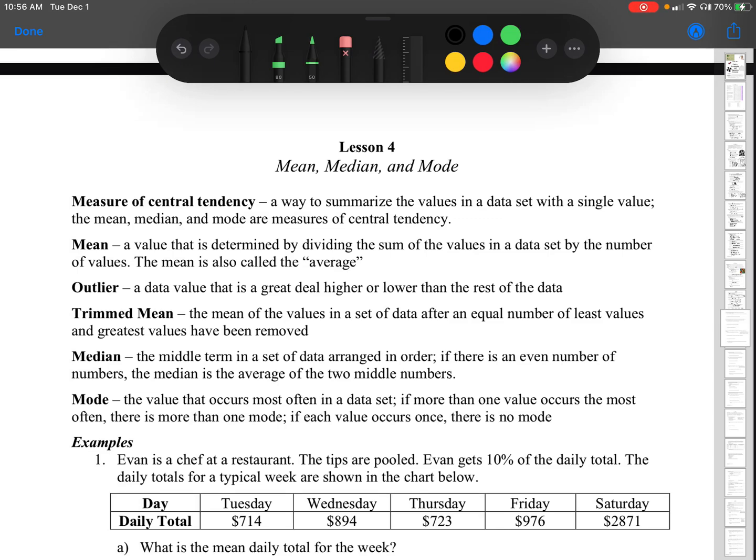All right, folks, welcome to lesson four. We've finished up with the probability portion of the unit now. We're going to be going into statistics. Statistics is just a different form of dealing with data.